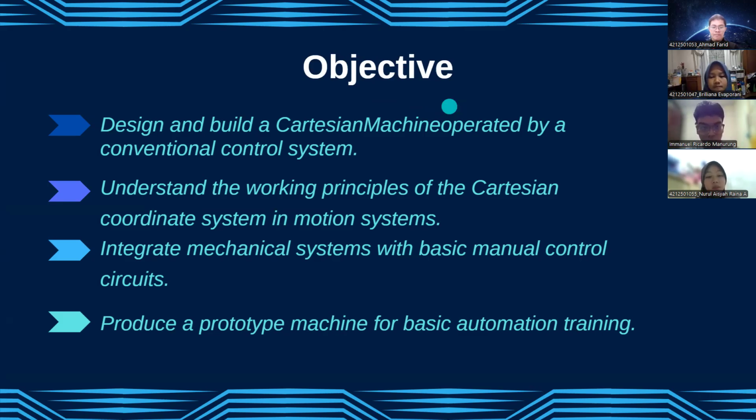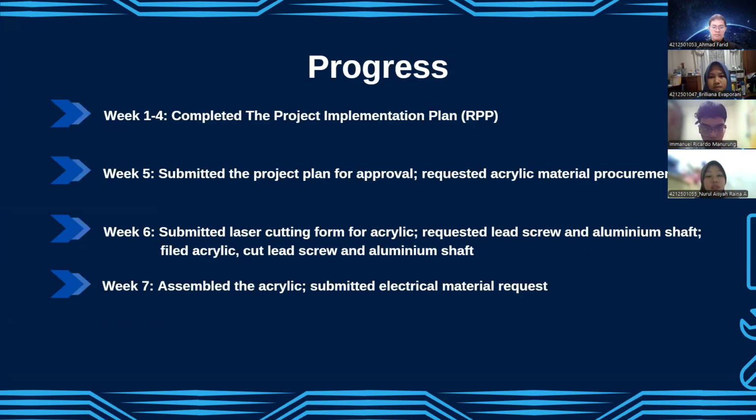This is the progress we have made. During the first to 4th weeks, we collected information and data to complete the project implementation plan so that it could proceed to the next stage. In the 5th week, we submitted the project implementation plan results and work plan to the project manager and head of the study program for signing. This was followed by the creation of a work plan, acrylic design, and submission of a form for the measurement of acrylic BHP. Then, in the 6th week, we submitted the signed form to the lab technician for the laser cutting process on the acrylic.